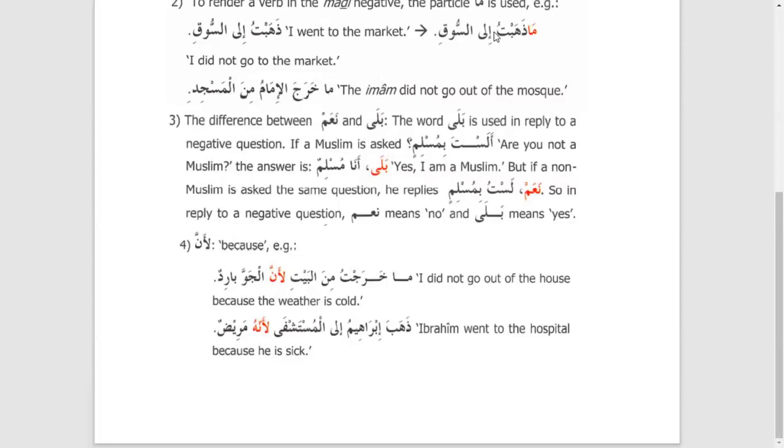Where we use the ma for the negative, are we not going to use la before the ma? No, no, no. La is only used when you are answering the question. If you are not answering any question, then you will only use ma. Like, I didn't go to the college: ma dhahabtu ila al-jamia or ila al-kulliya or ila al-madrasa. So only ma will be used with the past tense.